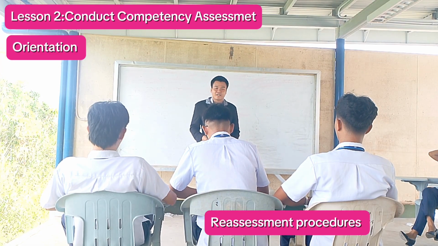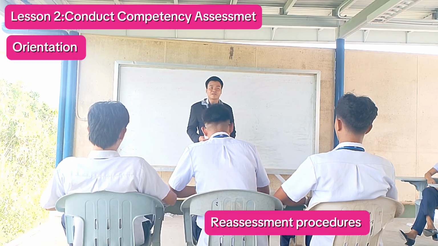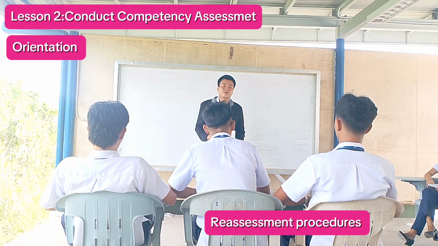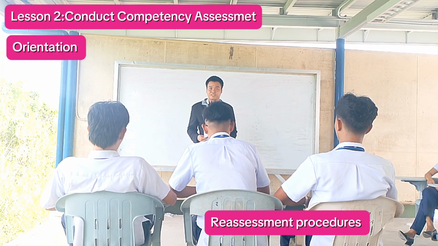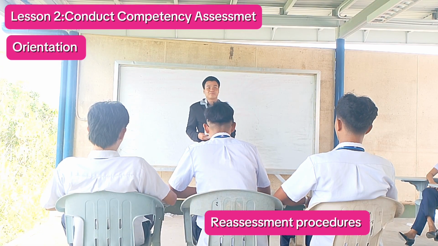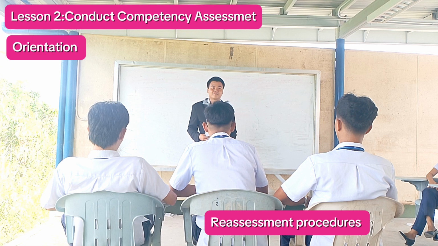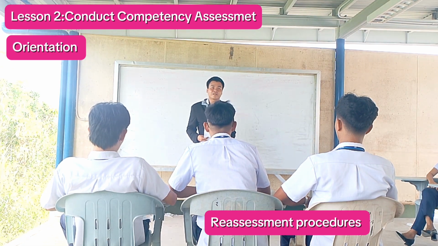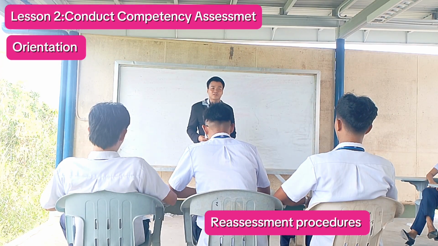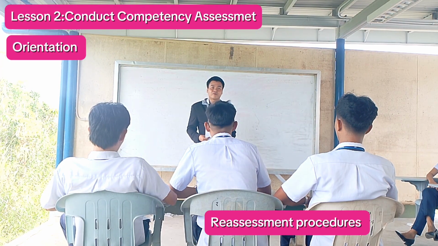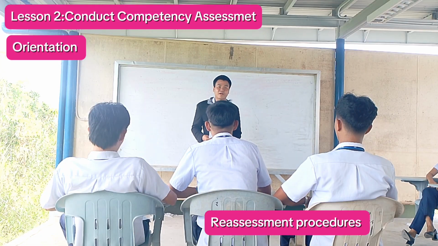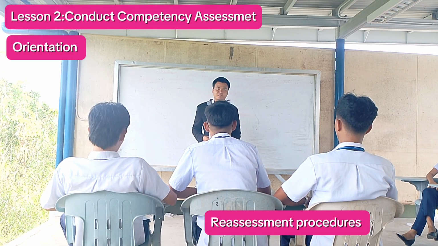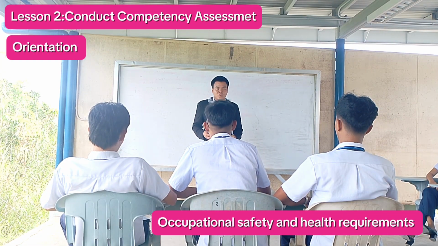In case of failing the full qualification, you need to undergo the whole assessment process. If you are found to be competent in some units of competencies, the assessment shall focus on the units of competencies where you were found to be not yet competent. Also, if you fail 2 consecutive assessments, you will be advised to undergo a refresher course before applying for the assessment. Occupational safety and health requirements.